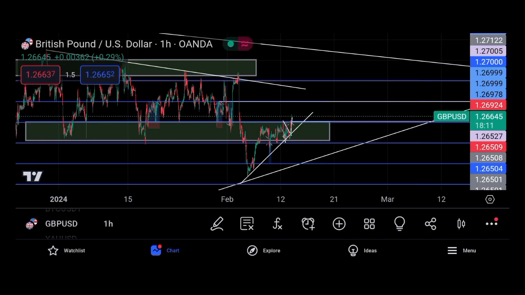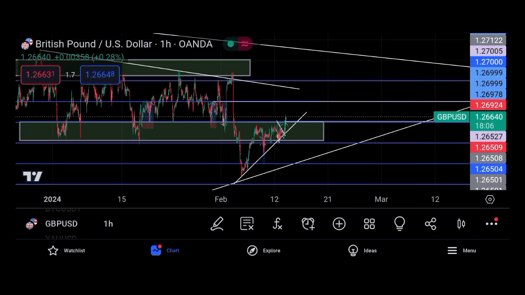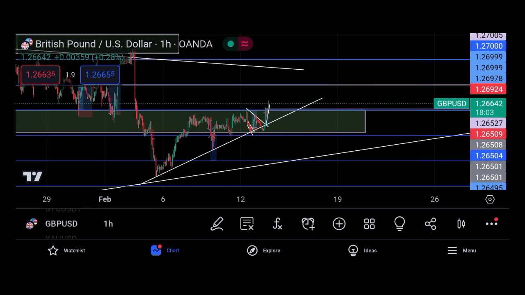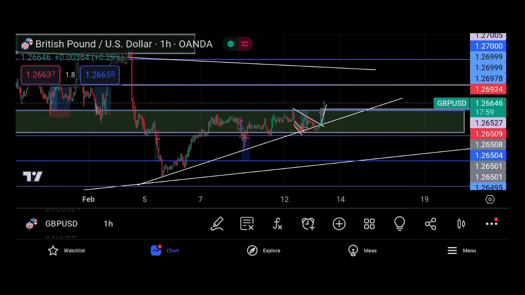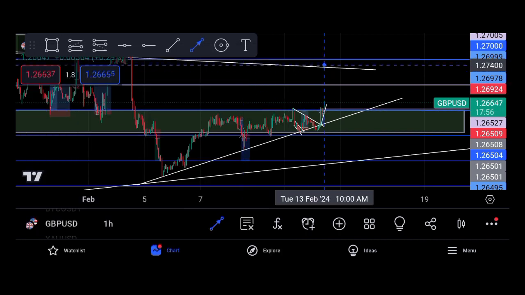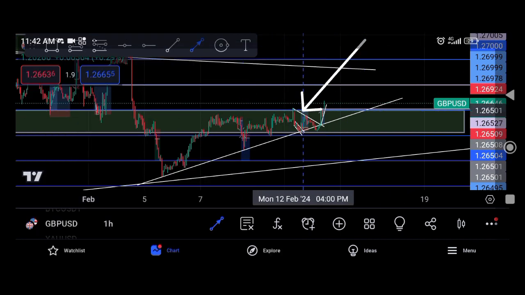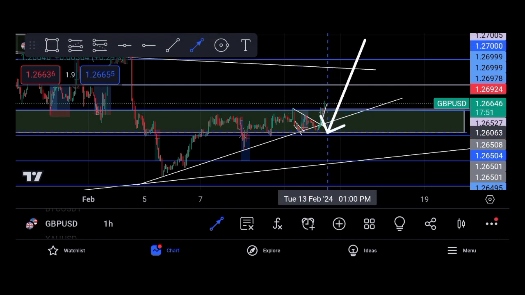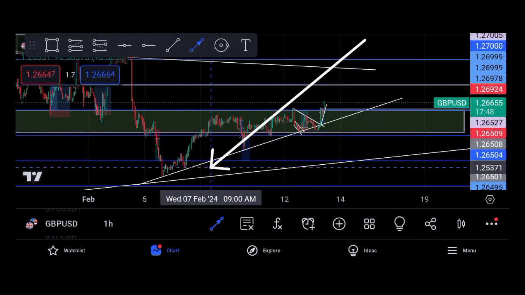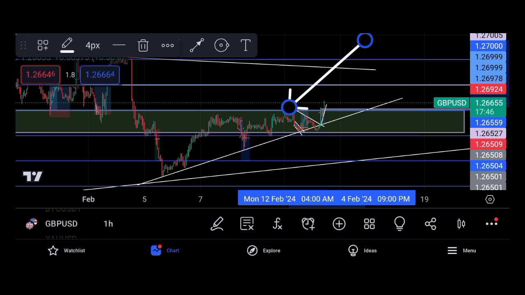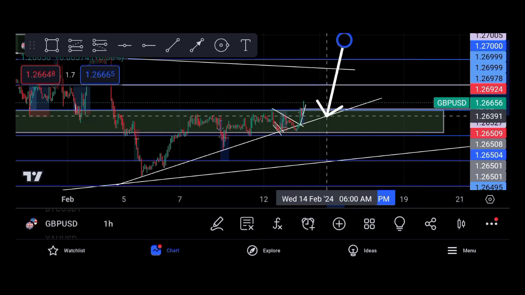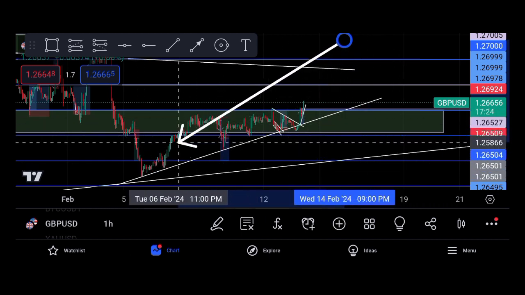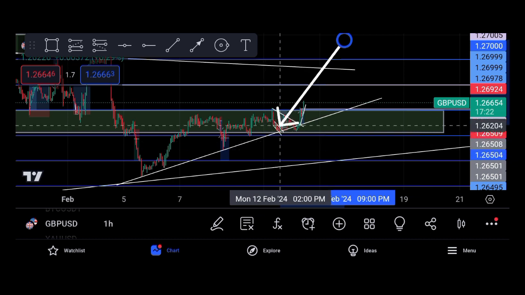So guys, this is the 1 hour time frame, and as you can see, we are having what we call a counter trend line. This trend line right here is what we call a counter trend line, a trend line within a trend line. This was the 4 hour trend line, and now we are having another trend line. On the 1 hour, we are also in an uptrend. We have the first touch, second touch, and then this was the third touch.